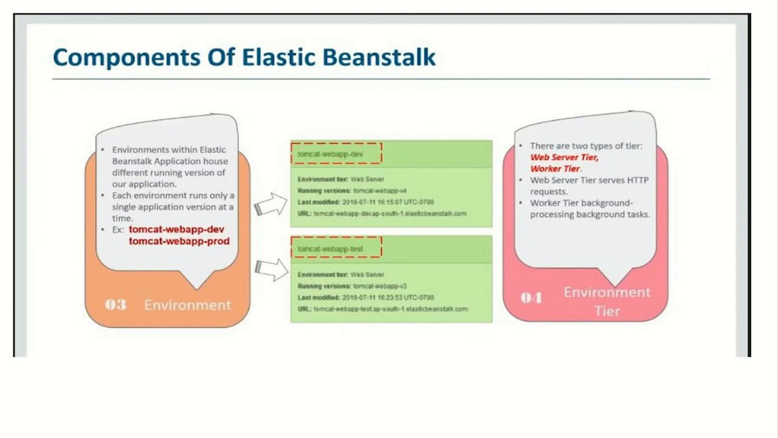When we try to launch an Elastic Beanstalk environment, Elastic Beanstalk asks us to choose among two environment tiers, which are web server environment and worker environment. If we want our application to handle HTTP requests, then we will choose web server environment. And if we want our application to handle background tasks, that is where worker environment comes into the picture.